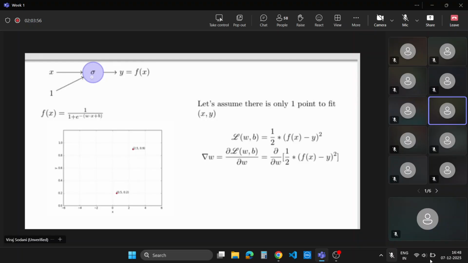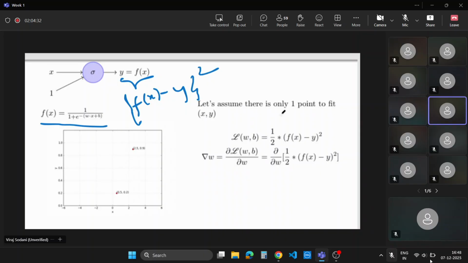So I have chosen the activation function as the sigmoid function. So my output y equal to f(x) will be 1 upon 1 plus e to the power minus of (omega x plus b). This is nothing but weighted sum plus bias, which we calculated on the previous page itself. This is our output, and we'll be calculating the error by (f(x) minus y) whole squared. Okay. MSE.